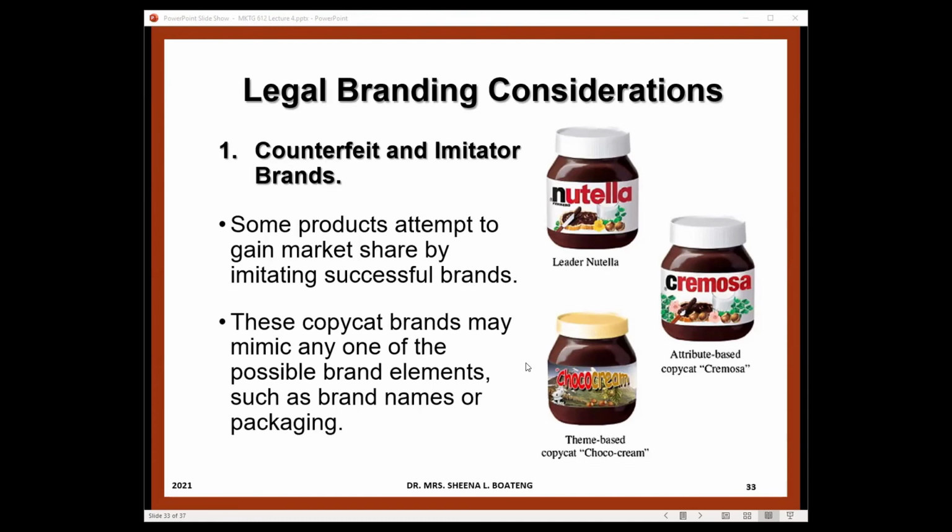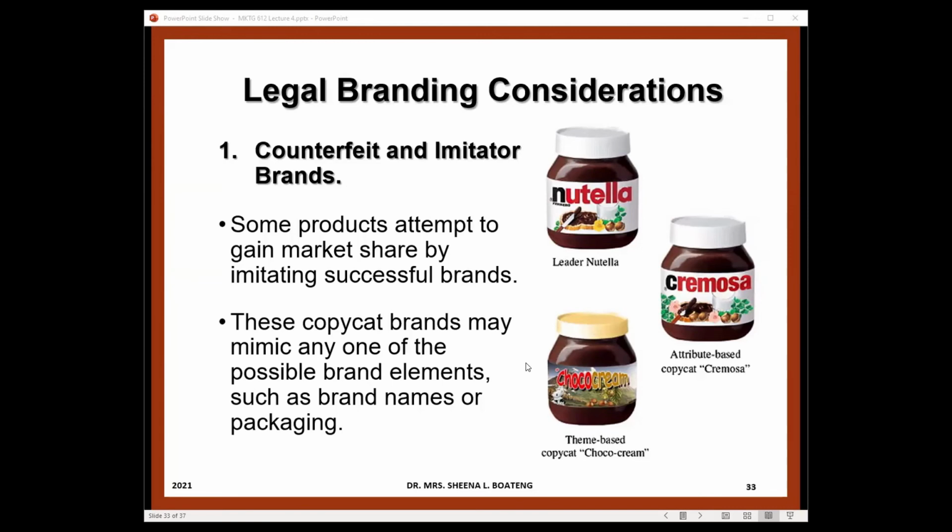Another example is what we can see on our screens right now. Everybody knows the traditional Nutella spread. But you can see the counterfeit and imitator brands next to it. And if you do not really know the Nutella brand well, you may end up picking up one of these from the shelf thinking that that is what you are buying. True or false?